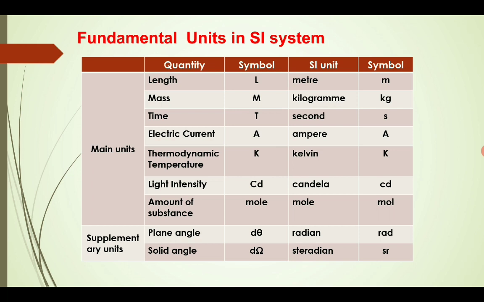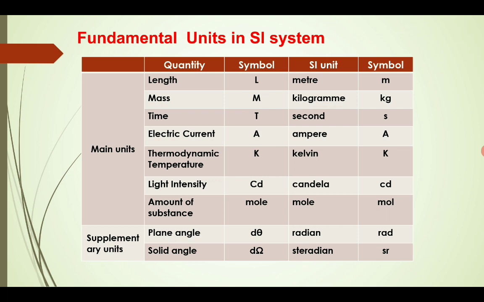SI unit is meter, symbol is small m. For mass, symbol is capital M. SI unit is kilogram and the symbol is kg. And you are very well aware of these SI units because we have already studied these in our earlier classes as well.